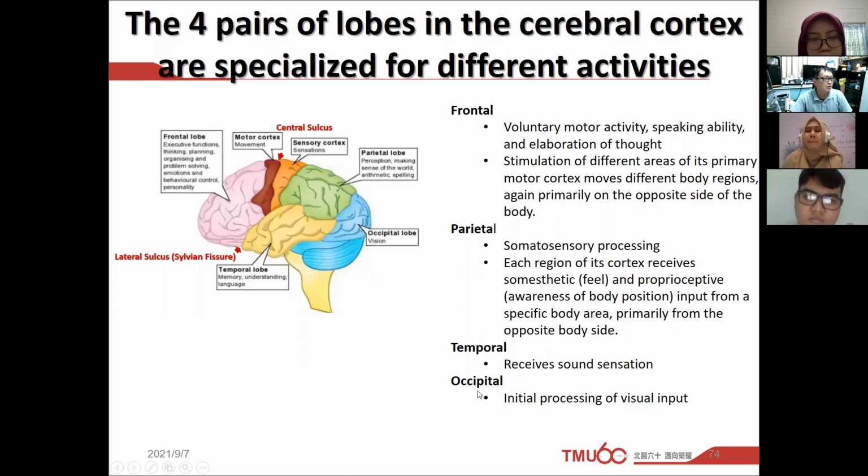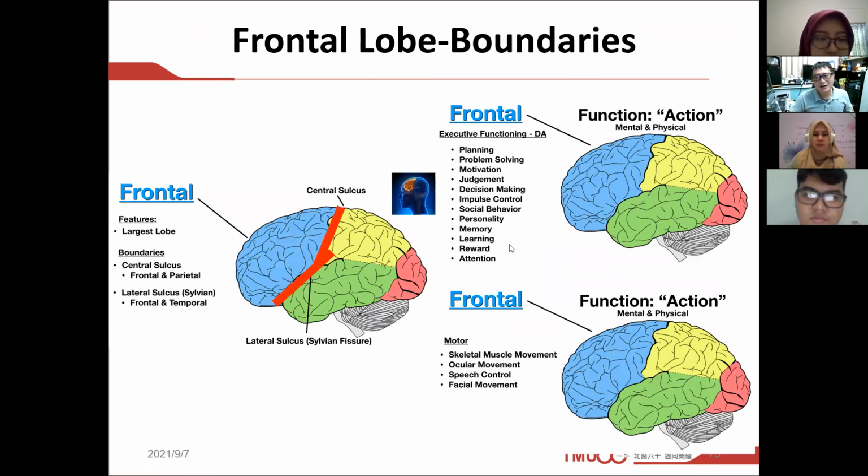So I think if you know these main functions, that's good enough for you, because you are not medical doctors or professionals, but you should have knowledge of it. I also prepared a lot of time to generate this data for you. For example, the frontal lobe's function: basically it divides into two functions.